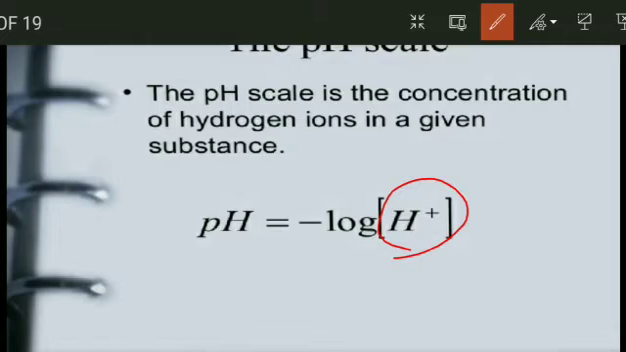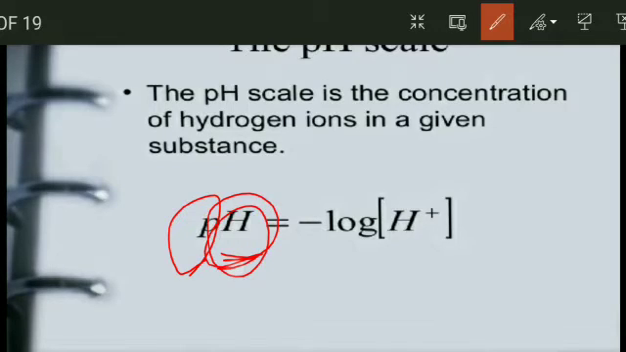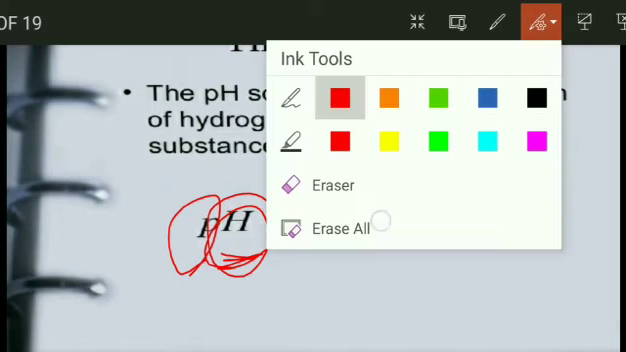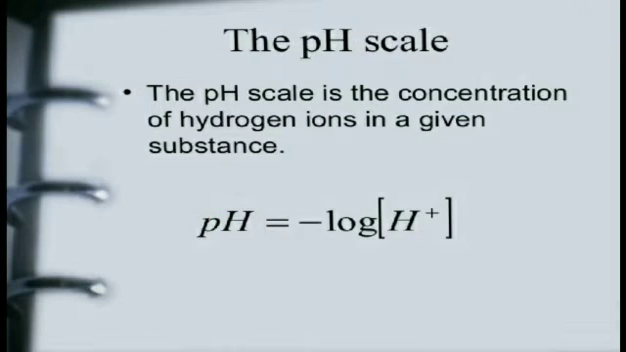Actually, the letter P in pH stands for potenz. Potenz, that's a German word. Potenz means power. So P stands for potenz or power of the hydronium ion, the hydrogen ion in a given solution. So if the concentration is more, then that is more acidic. If it is less, that is less acidic. So the pH scale describes the nature of the substance.